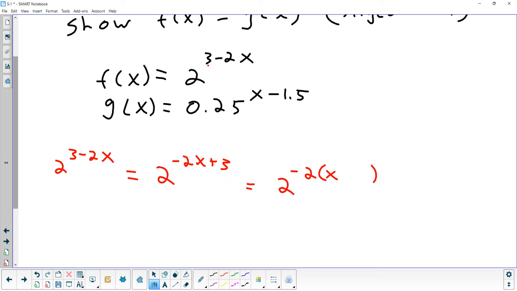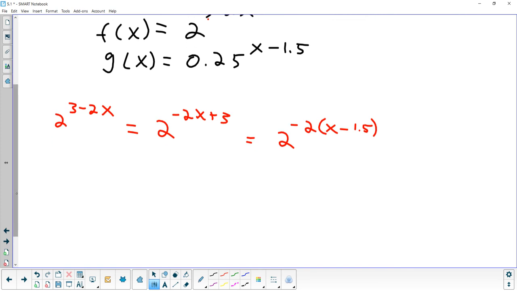And then what if you take a negative 2 out of 3? What would you have to put right here? Plus 1.5. Yeah, just think about if you distributed this back out. Negative 2 times x is negative 2x, and negative 2 times negative 1.5 is plus 3. Okay, so that looks a little bit closer.